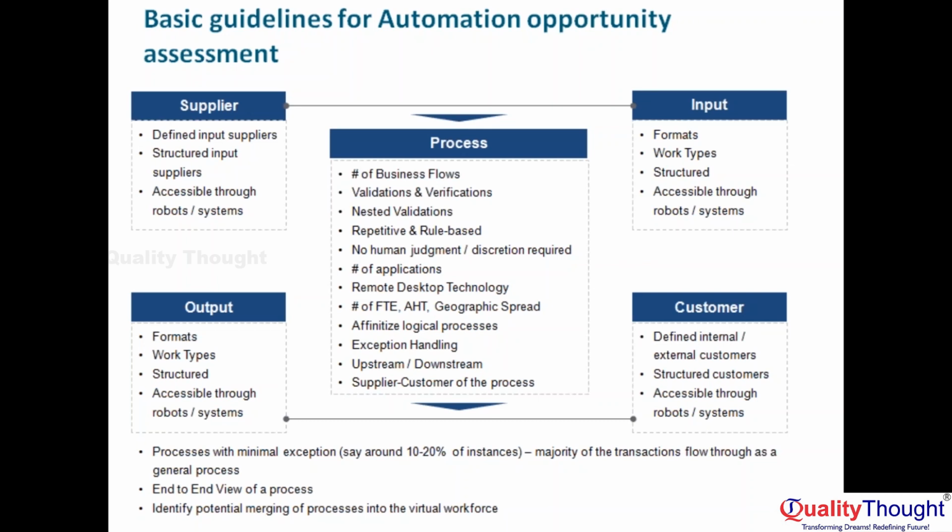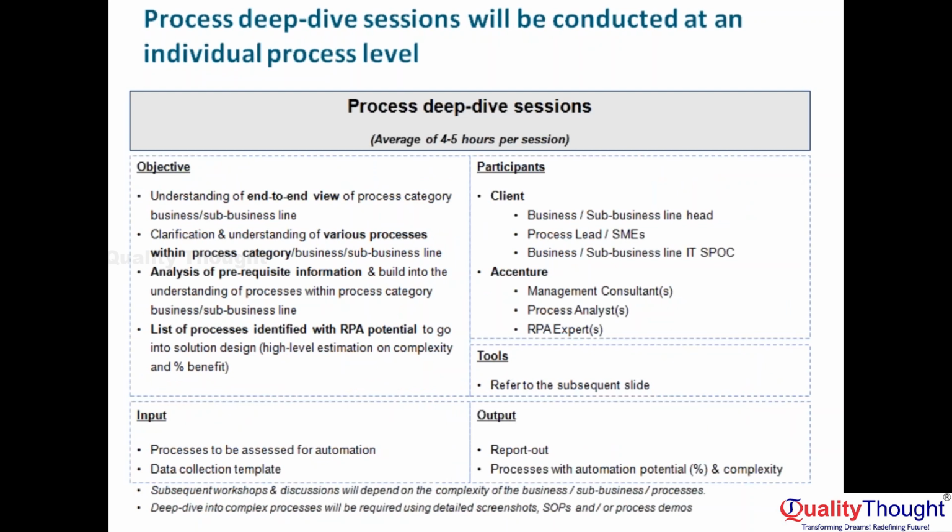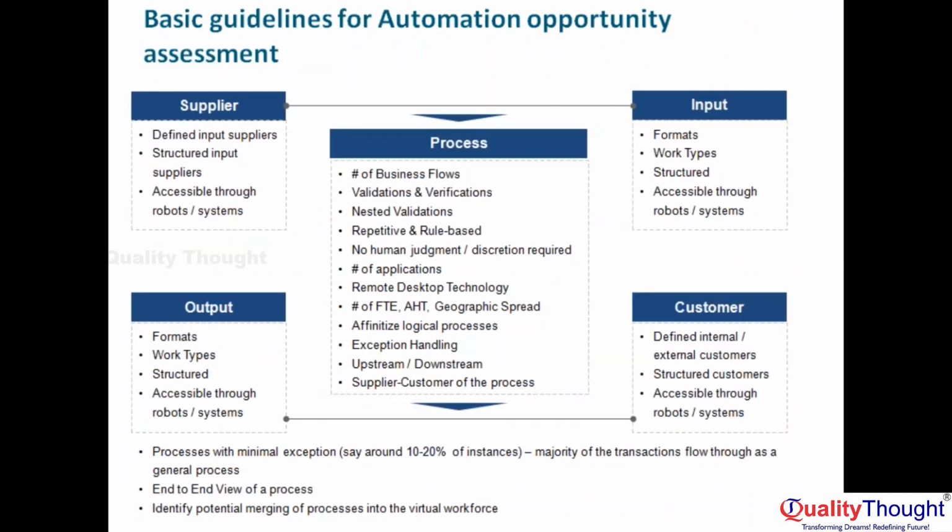Basically, to do process assessment, to analyze whether a process is suitable to automate or not, there is an approach called SIPOC. S stands for supplier, I stands for input, P stands for process, O stands for output, C stands for customer. These are the five high-level parameters we consider to do process assessment to decide automation potential.